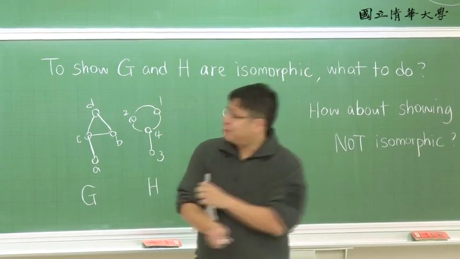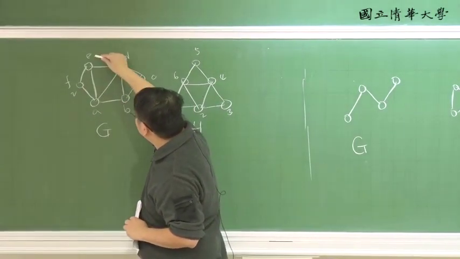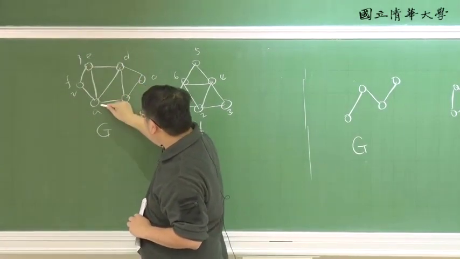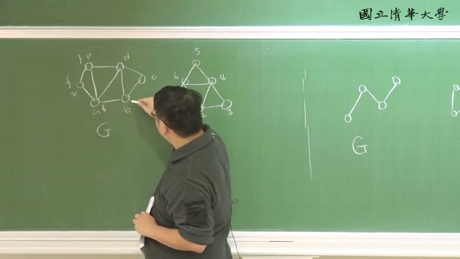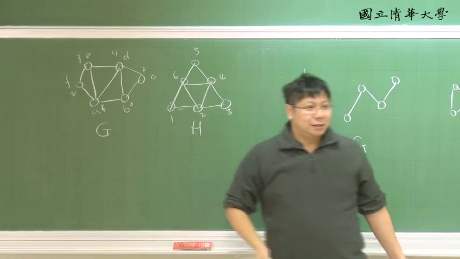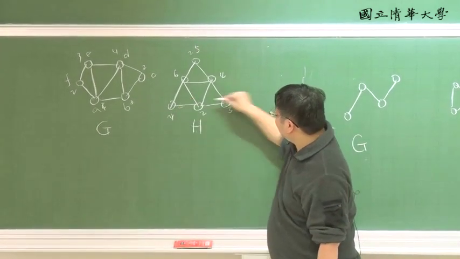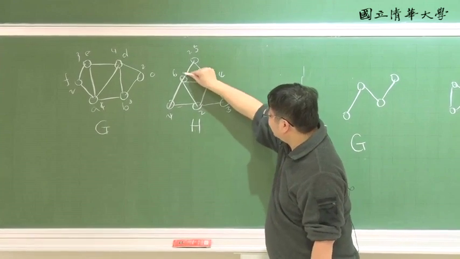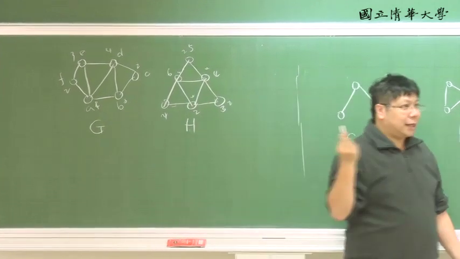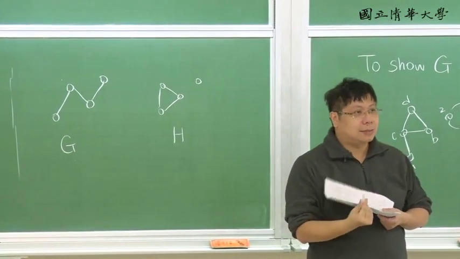So what are the degrees of these vertices? This is a 2, this is a 3, this is 4, this is 3, 4, 2. Is that okay? Degree. And how about this one? This is 2, 2, 2, 4, 4, 4, right? Now you can see that the degrees do not match, the degree multiset.